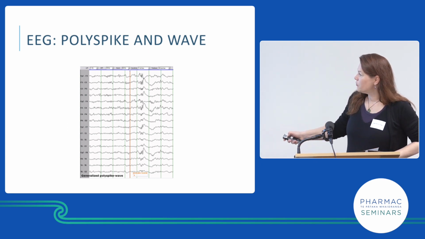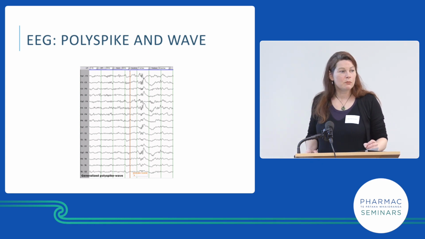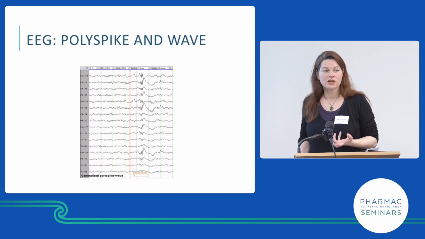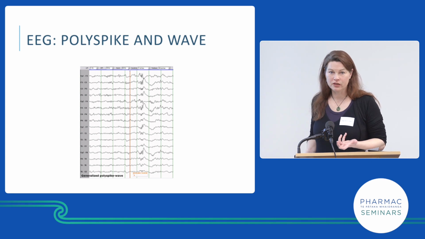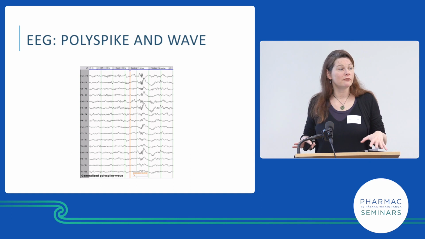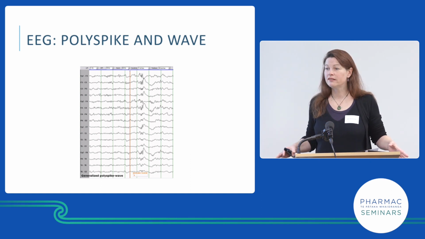And this is the abnormality here. This is a polyspike and wave discharge. So you see these little spiky things, and then there's a slow wave. That's a polyspike and wave discharge, and that's diagnostic generally for juvenile myoclonic epilepsy. So 15-year-old girl with that EEG, we are done with the workup. We do not need an MRI scan.